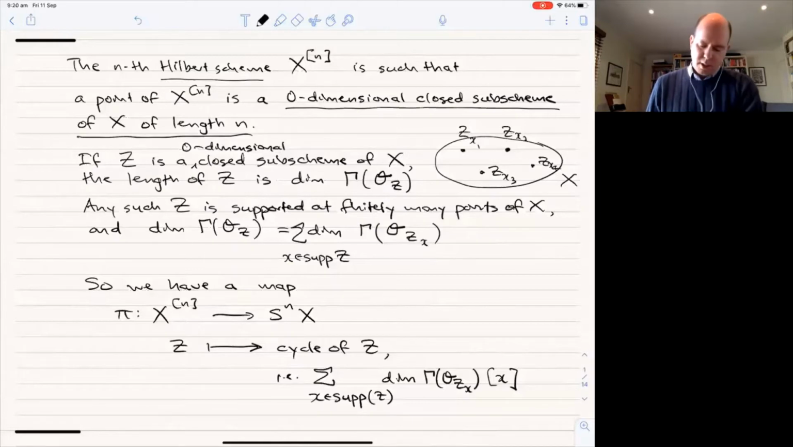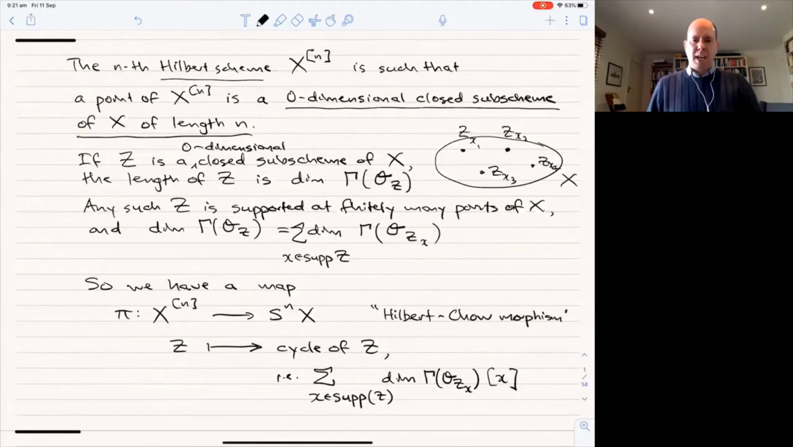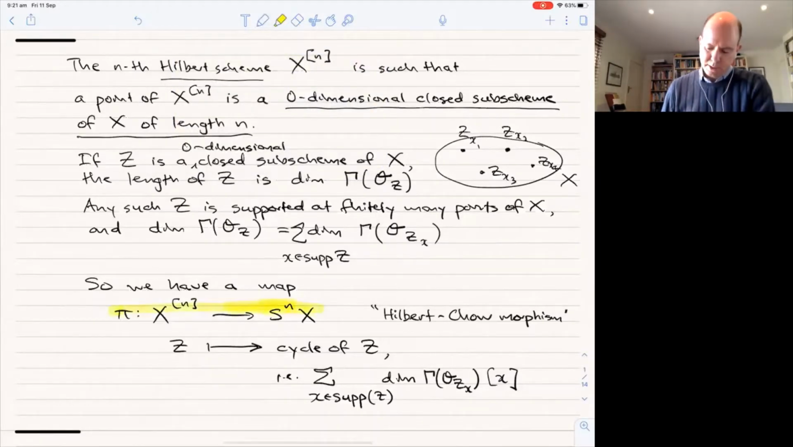So this map is actually a morphism. Well, at the moment we haven't defined any sort of scheme or variety structure on this X^n. It's just a set, but once we do define such structures, this will be a morphism, and it's called the Hilbert scheme morphism. In later lectures in the course, we'll hopefully see many of the interesting properties of this Hilbert scheme morphism. This will be one of the main players.